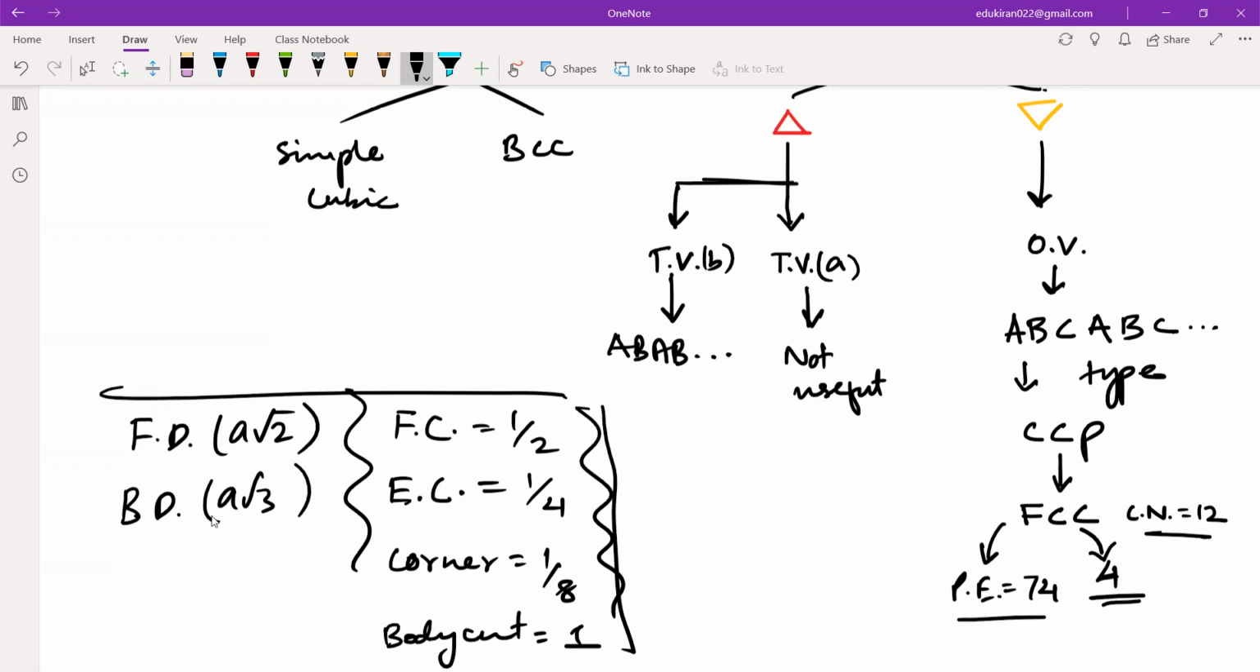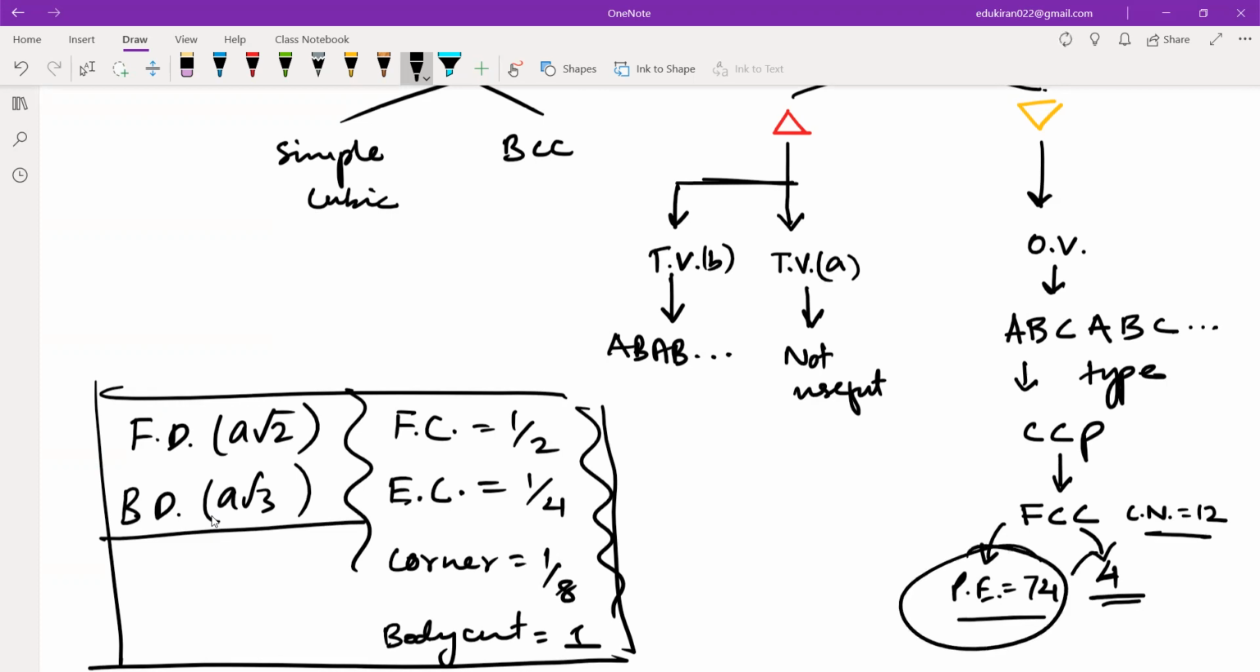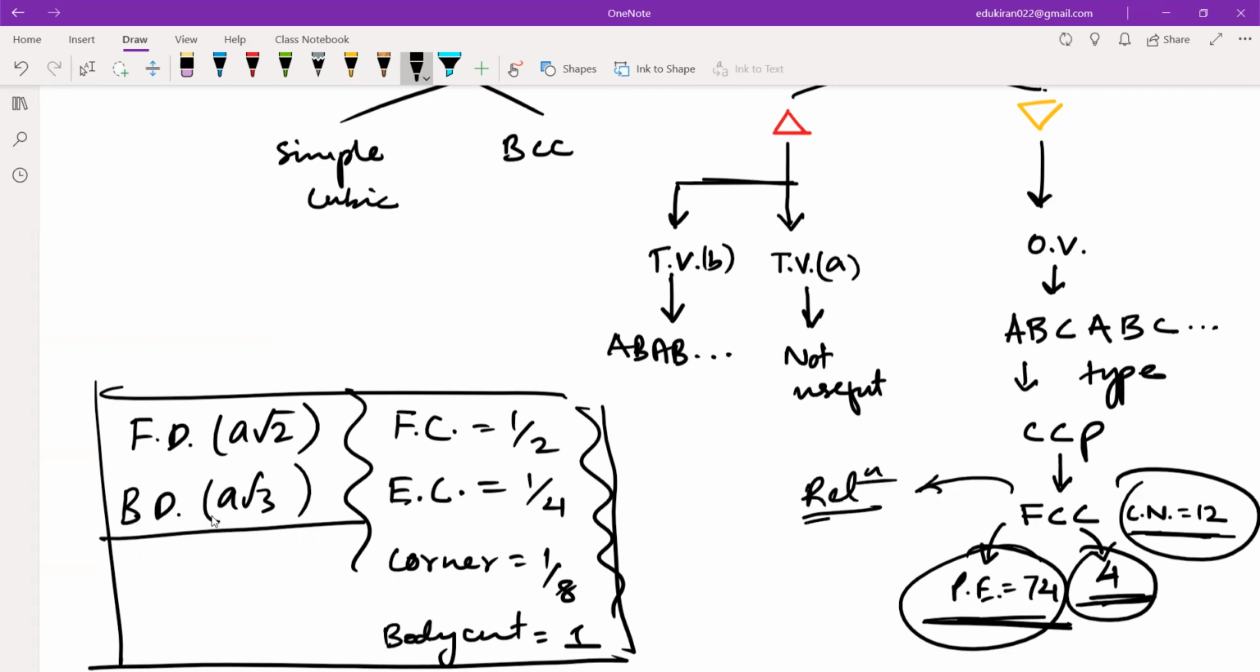Please memorize at least these, and others you can derive more conveniently. But if you can remember these also, then it will be very good. Coordination number, Z, and packing efficiency: these are the most important. And there is another one, the relation between a and r, which is not very important, but it has some importance. Then you also have to know everything about the voids. So these are the few pieces of information that you have to know about a particular unit cell.